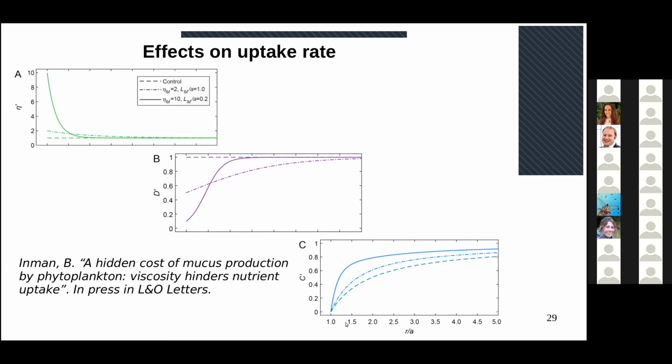And if you do the numbers, that again can translate into lower uptake rates. So that begs the question: why would phytoplankton do something that can decrease their growth rate? And obviously all the benefits from this EPS must outweigh considerably this effect.